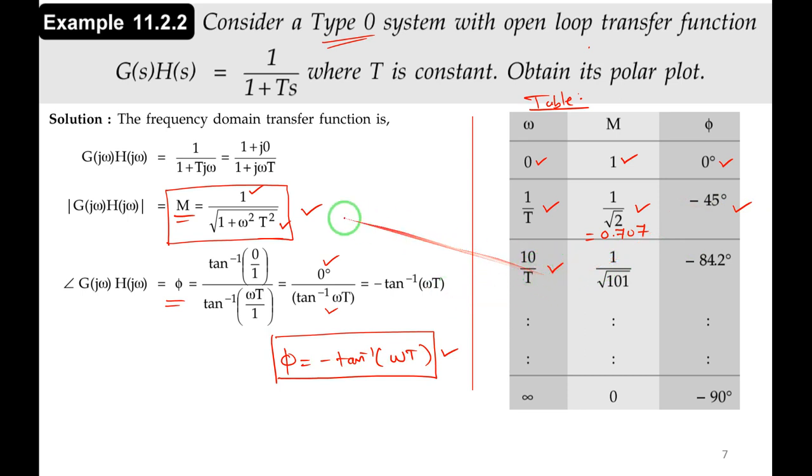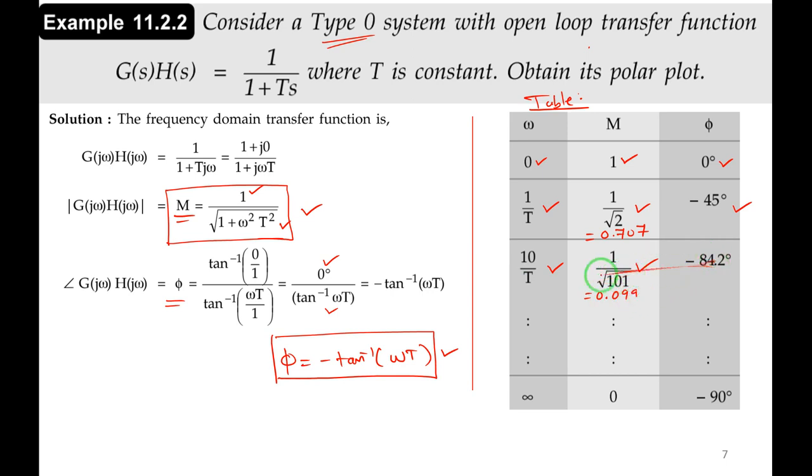So substitute 10 by t here, right? 10 square means 100, and by t square, t square, so 100 plus 1. 1 by root of 101. What is 1 by root of 101? We will calculate 1 divided by root of 101. So it is 0.09, 0.099.